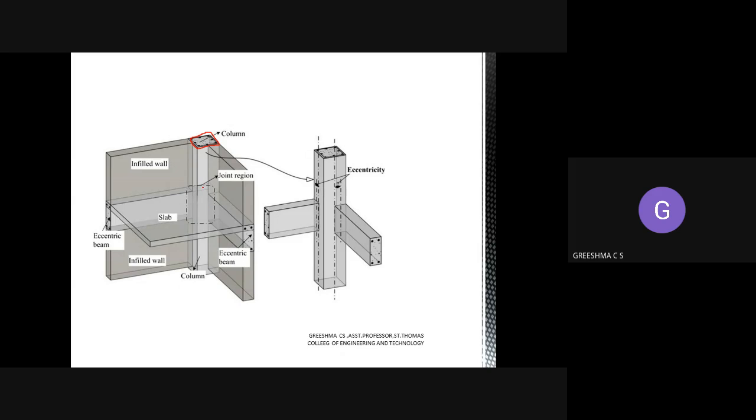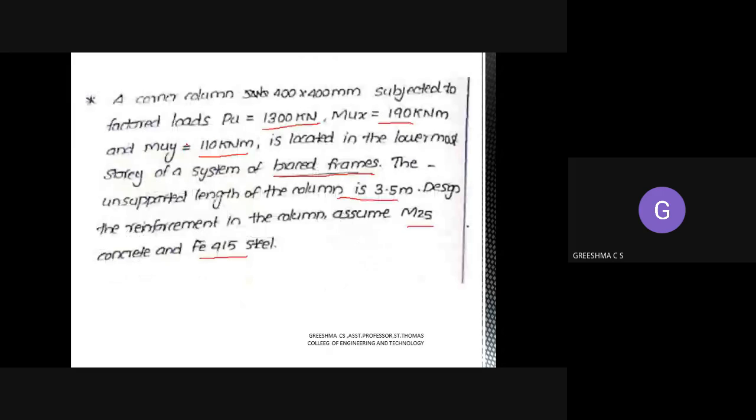The dimension of this column is given as 400 into 400. The dimension of the column is given, and they also tell that this is located in the lowermost story. The unsupported length is also given, and they also told us this is a system of braced frames.